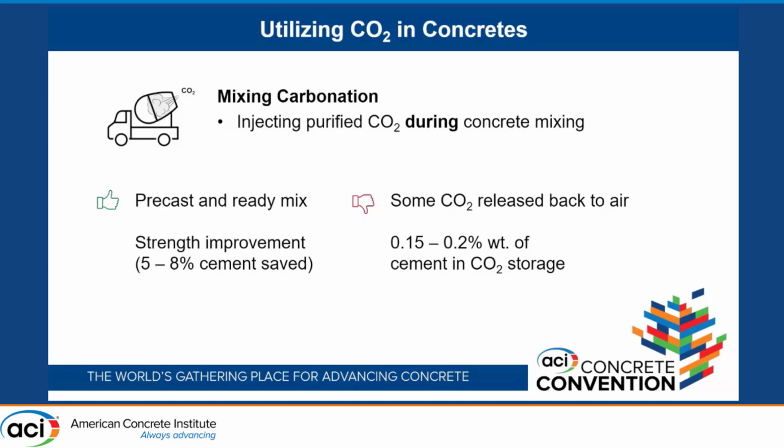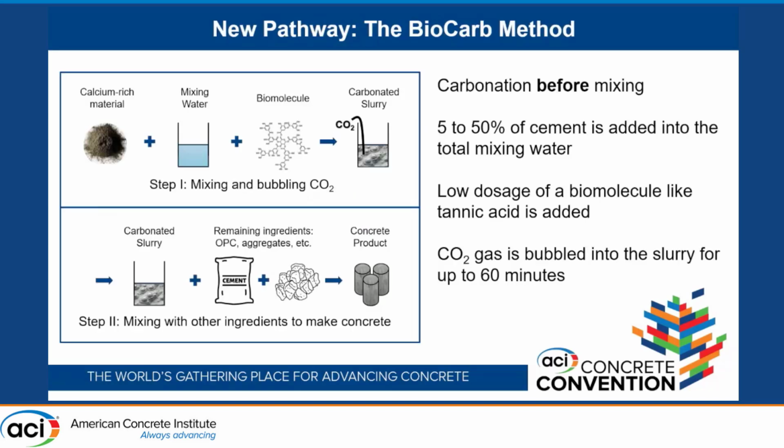So we decided to create a brand new way to keep more of this CO2 in the concrete mix, and we call it the BioCarb method. During this method, we take our calcium-rich material, which is either cement or, as we like to use, things like lime, and we take our biomolecule, which is usually tannic acid, and we mix it with our mixing water. We then use that slurry and carbonate it, and then mix that carbonated slurry in with the rest of the cement and any other aggregates. Compared to the other two ways that use curing and mixing, we actually carbonate before the mixing process.